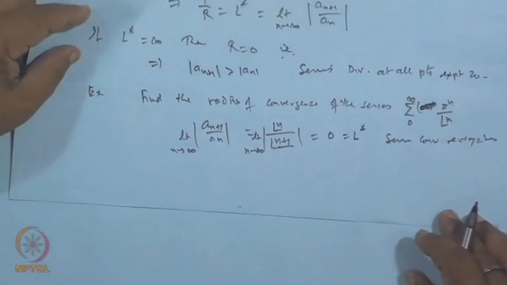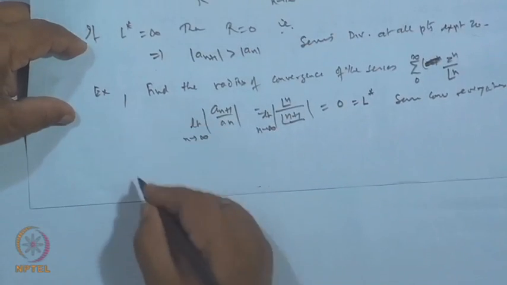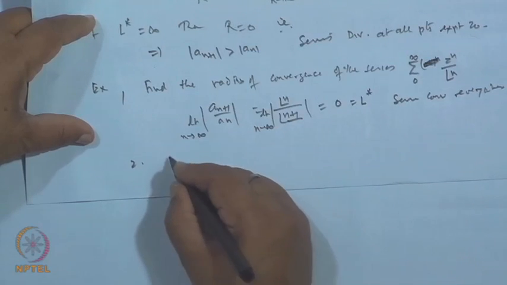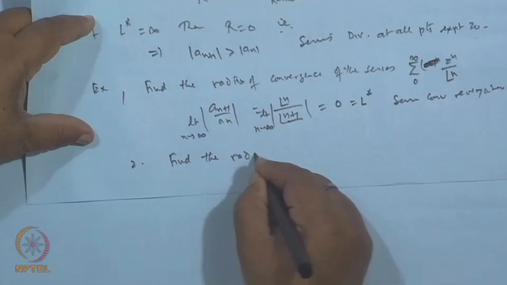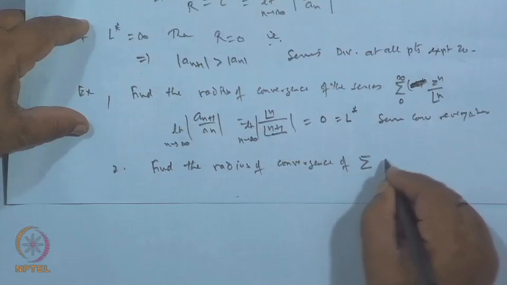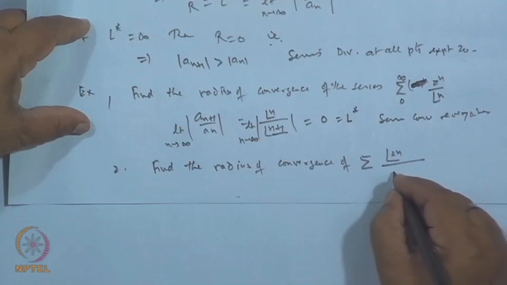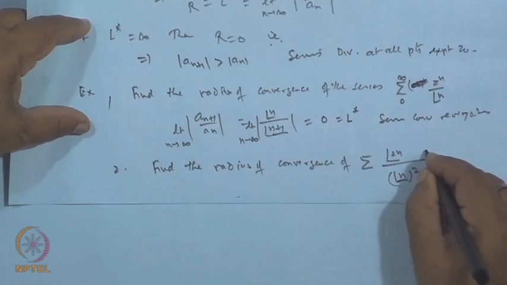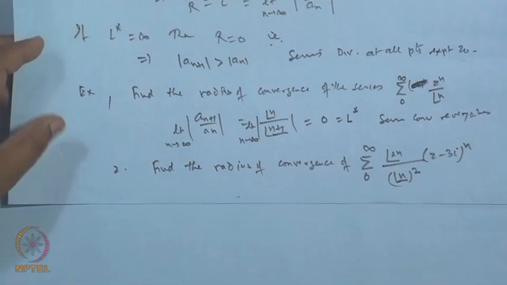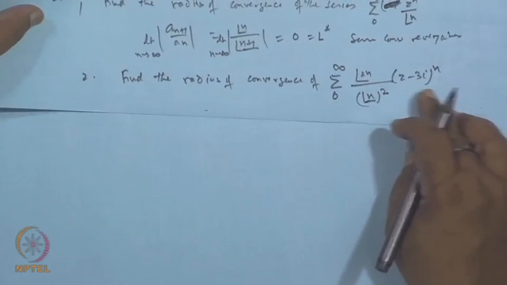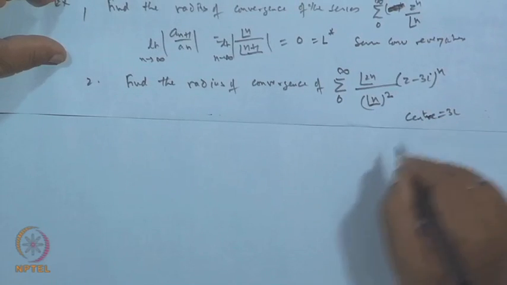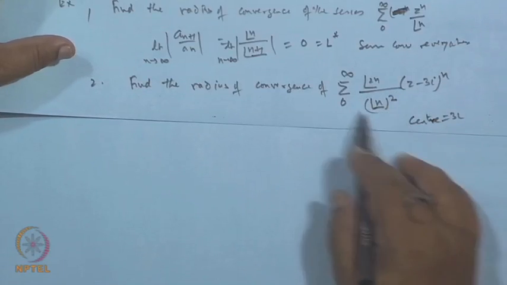Now, suppose another example. If I choose, say, find the radius of convergence of the power series sigma factorial 2n over factorial n square, z minus 3i to the power n, n is 0 to infinity. Suppose I take this. Okay. Now, here this is a power series centered at 3i. Okay, 3i. So, let us first find out the radius of convergence.